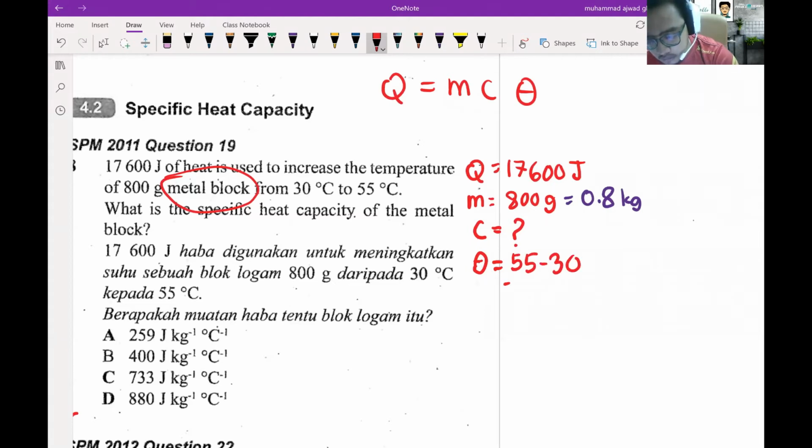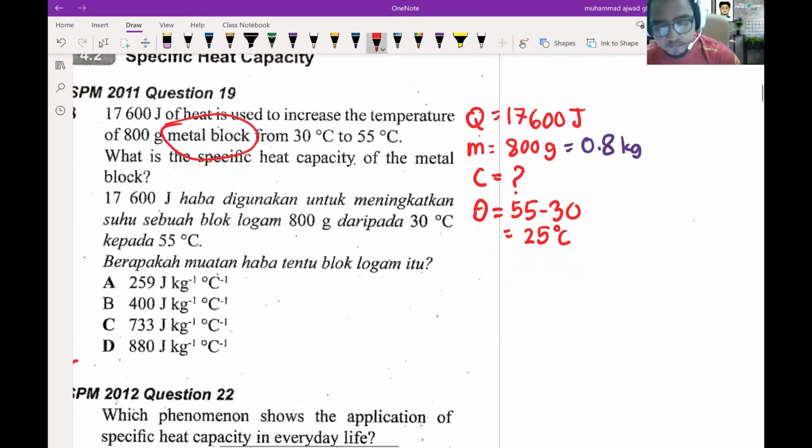Bigger tolak smaller, 25. Okay, so kita cari. Masuk dalam formula. Rearrange the formula. C equals to Q over M theta.